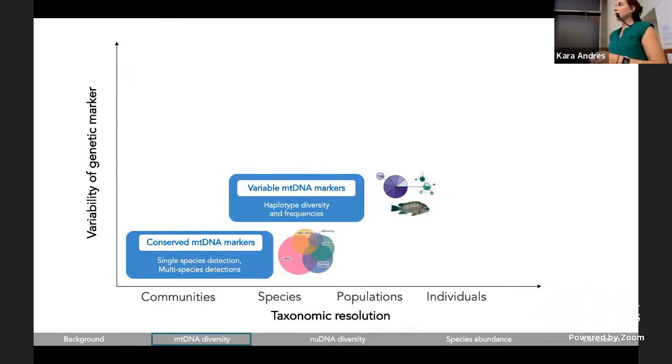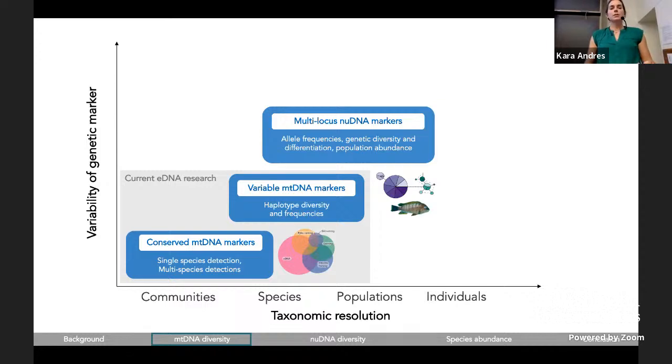So I've shown you now environmental DNA is really powerful for species detections as well as broad intraspecific genetic patterns. And when I started my PhD, this is really where the limit of environmental DNA research was. We were really only looking at mitochondrial markers in the environmental DNA world. So what I wanted to do was to see if we could advance environmental DNA research into the nuclear DNA realm.